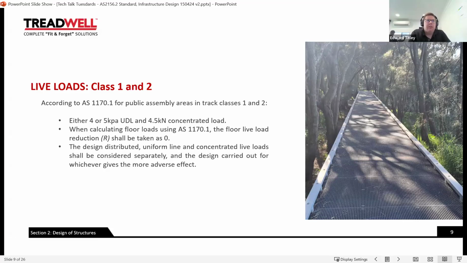From our experience, and this is once again not project-specific advice or anything like that, typically your concentrated live loads will produce the most adverse effect. Occasionally that'll be a line load if that's applicable, but in this instance, the 4.5 kilonewton concentrated load will produce a more adverse effect than a 4 or 5 kPa UDL.